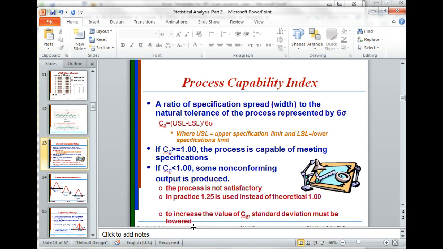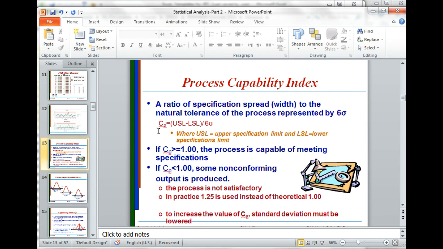Now the process capability is the ratio, let me be careful in terms of what I'm saying here, of the specification spread over the natural tolerance of the process. When we're plotting a control chart, we are essentially plotting the variation of the process. When you put your requirements on that process of what is good and what is not good, then you know whether or not your process is capable to produce good output. And that is shown in here.